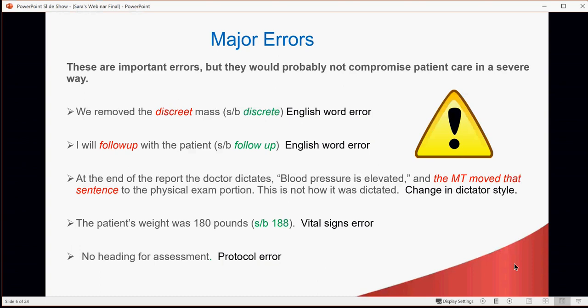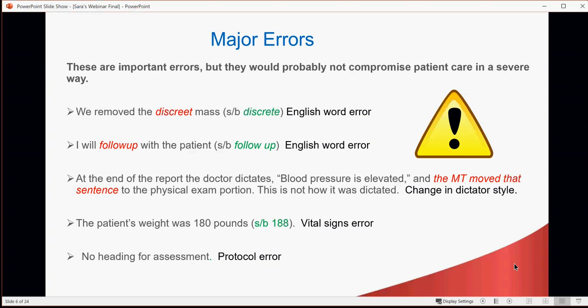Major errors. These are very important errors, but they would probably not compromise patient care in a severe way. We remove the discrete mass, should be discrete spelled differently, becomes an English word error. Discrete and discrete, spelled the two different ways, are called homophones. They sound the same, but they have different definitions. Discrete, ending in EET, means careful or intentionally unobtrusive. For example, the report was moved to a discrete location.